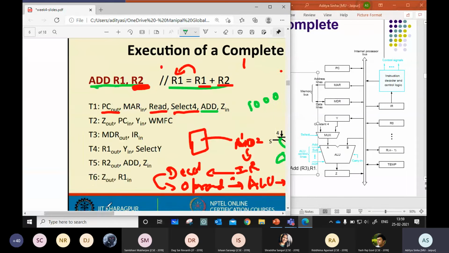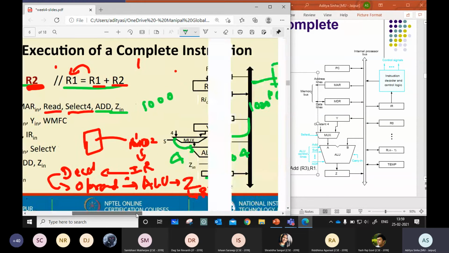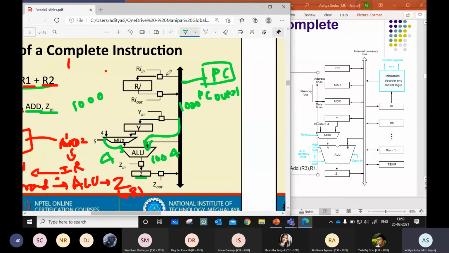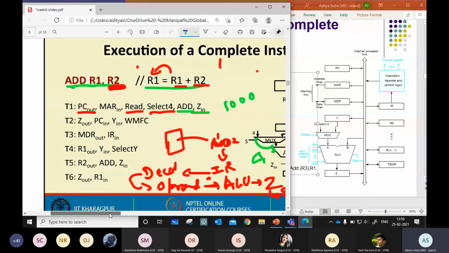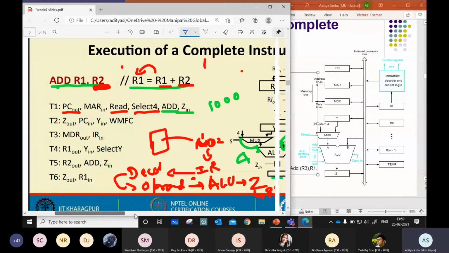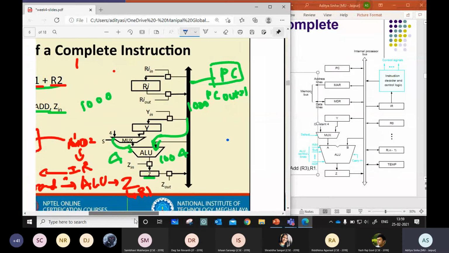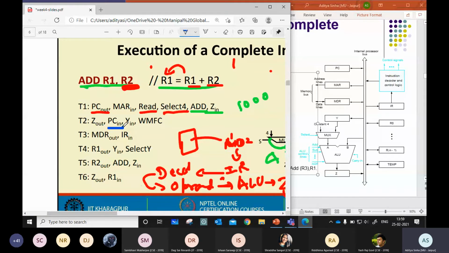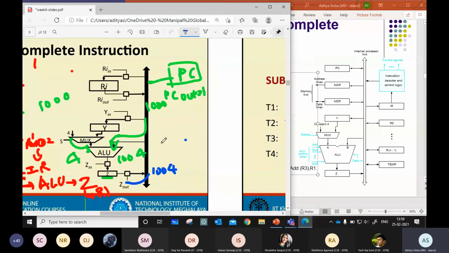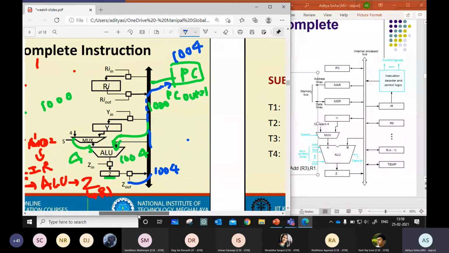Now Z in is also happening in the first step only. Then we need to put this value back into PC. So for that, we will make Z out high. When we do Z out high, the data, that is 1004, will now be available in the system bus. And since PC in is high, 1004 will get loaded into PC, the 1004 value will come.